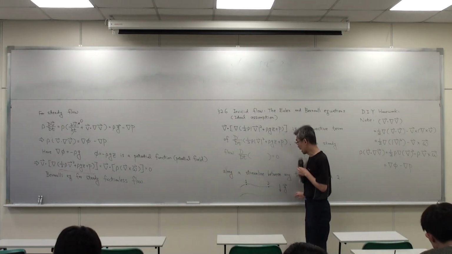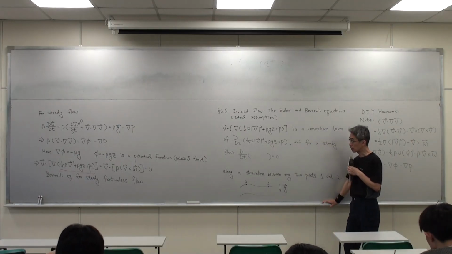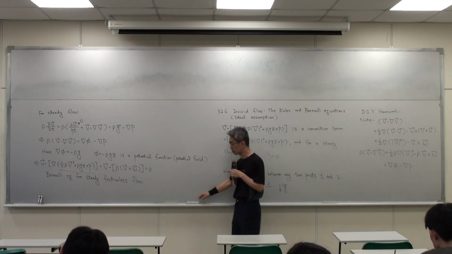So that will be the simplified momentum equation. Using the Euler equation, we can get the Bernoulli equation, the same as your undergraduate result.